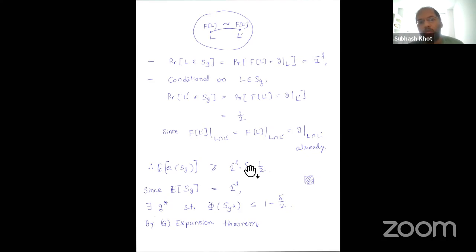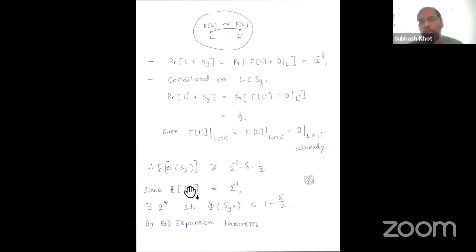Then you have to account for this delta, because only on delta fraction of the pairs can we carry out this argument. We need the answers f of L and f of L prime to be consistent with each other, and that is happening only on delta fraction of the pairs. So the fraction of edges inside this set is 2 to the minus L times delta over 2 in the expected sense. And as we already said, in the expected sense the size of this set is 2 to the minus L. Basically you can pretty much ignore this expectation. You can do a more careful argument if you want, but you can effectively just ignore it.